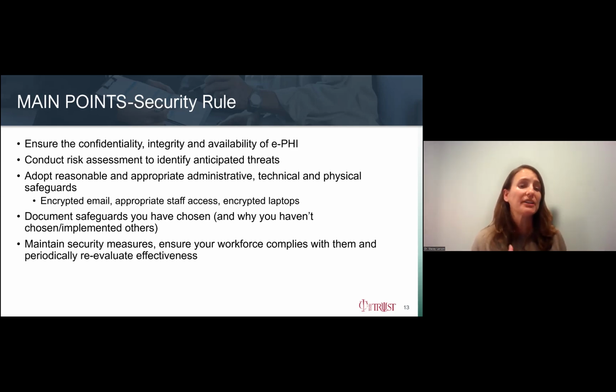The risk assessment will help you determine what options you need, what things you should do, whether it be encrypted email, appropriate staff access, buying an EHR with all the bells and whistles, encrypted laptops. That will help you develop plans. It's not going to tell you what to do. It definitely is working in conjunction with what you tell it you have, what services you have, what things you can foreseeably do. Documenting those safeguards you've chosen. So that's printing out that plan or saving it somewhere on your computer, your cloud, so that you have it, and indicating why you've chosen some things and why you haven't chosen others.